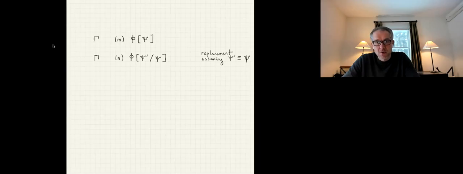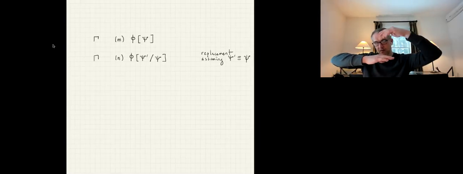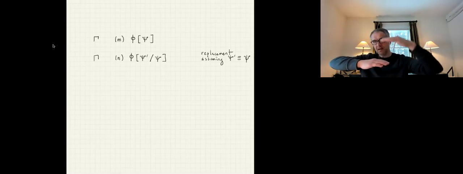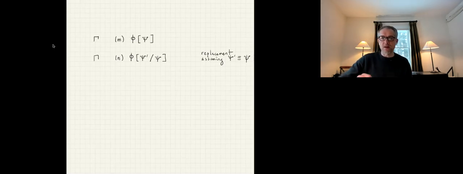And again, it's not a proof rule. It's something I'll convince you of later in the course. When you can do this replacement, there is a proof. One could fill in between M and N lots of lines possibly, but there's a proof that will get you to that bottom formula, the phi with psi prime replacing psi, from the top formula, from phi where psi is a subformula. Okay, so that's it for today.